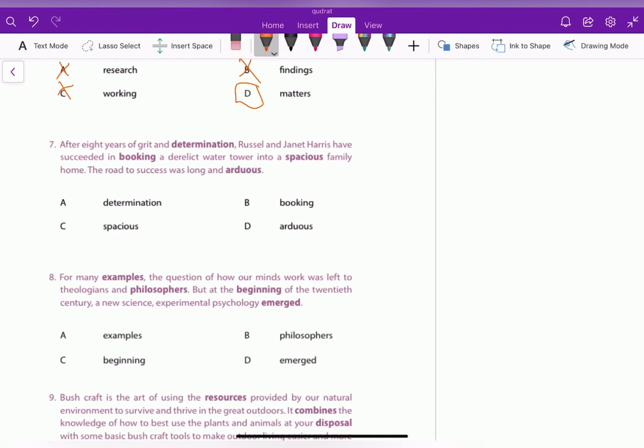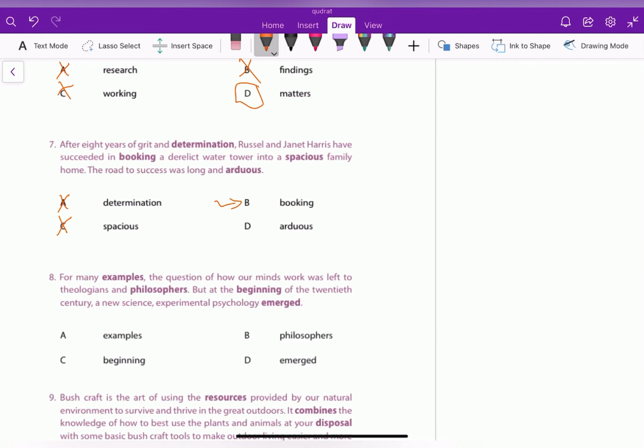So first, let's look. After 8 years of grit and determination, yes, it makes sense in this context, so we can cross this out. Russell and Janet Harris have succeeded in booking a derelict tower into a spacious family home. Well, you're not really booking a water tower, so this might not be the answer, so let's look into a spacious family home. This kind of makes sense because when you have a family home, it should be rather spacious and comforting.